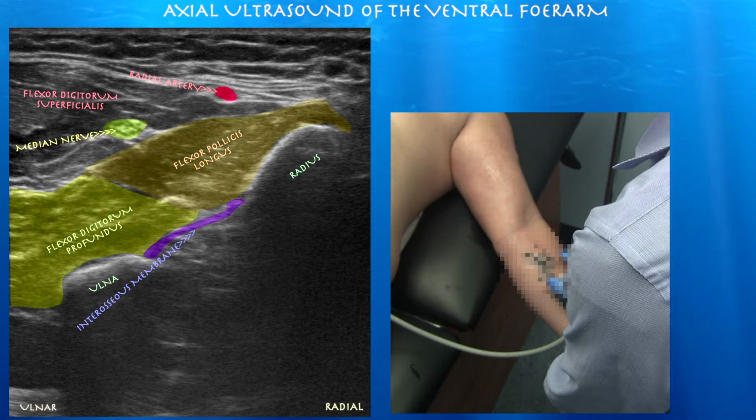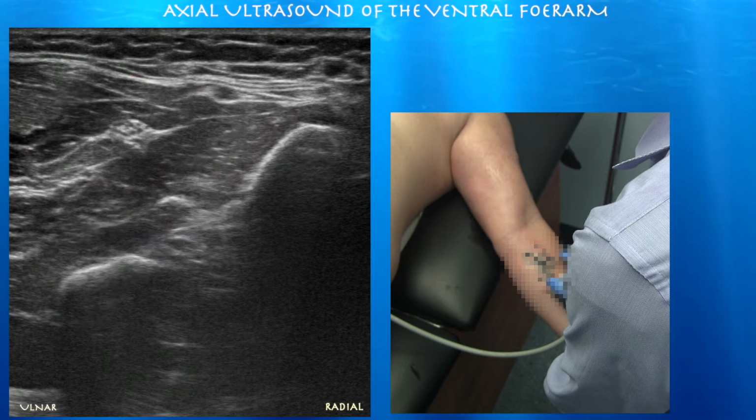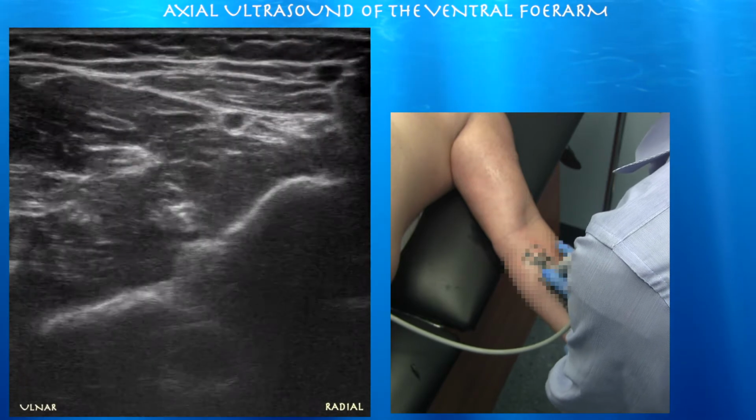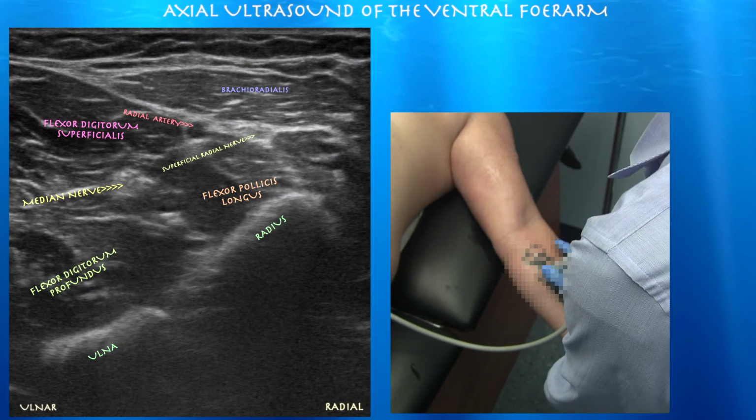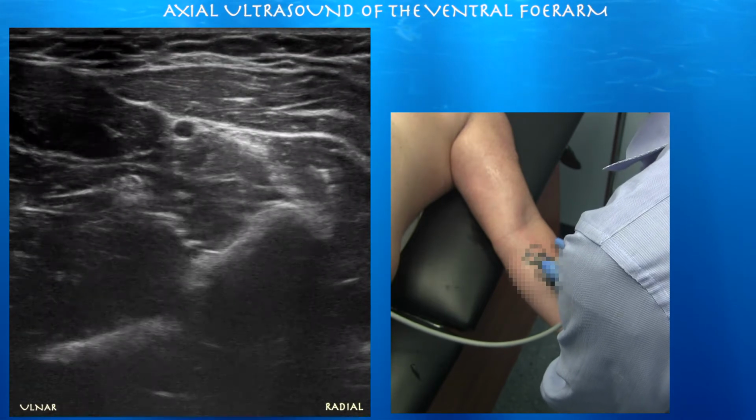So here you can see a fair amount of structures. You can see the median nerve between the flexor digitorum superficialis and profundus muscles, as well as between the flexor pollicis longus muscle. And here we are going a little bit distally. You can appreciate those muscles again. Also appreciate the radial artery and the superficial radial nerve underneath the brachioradialis muscle.